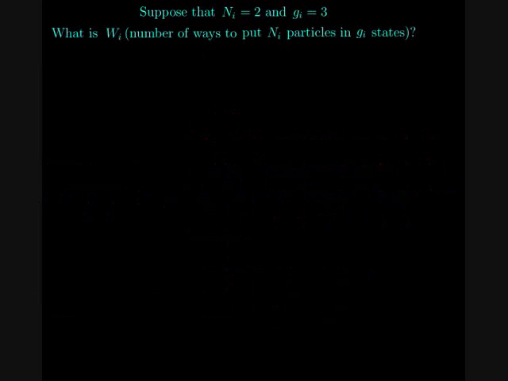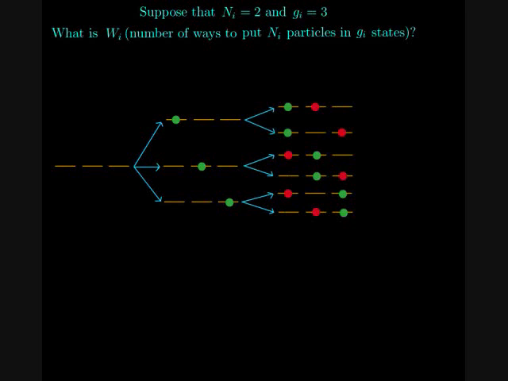Suppose we are trying to fill 3 states with 2 particles. Color 1 particle green and the other red. There are 3 ways to place the green particle. For each of those 3 ways, there are 2 ways to place the red particle. So, there are 6 ways to place both particles.